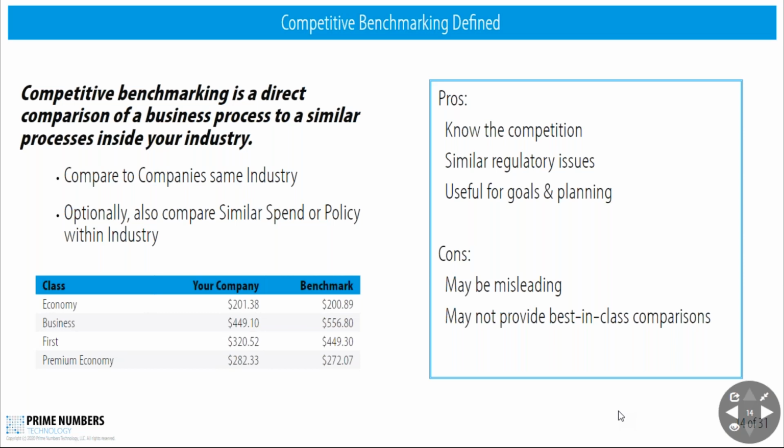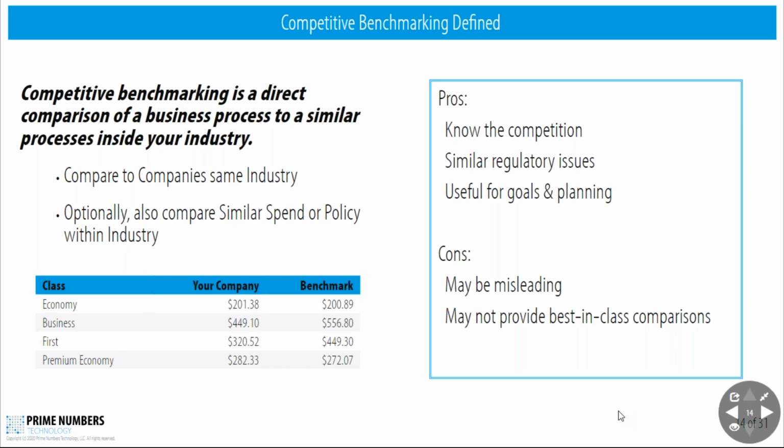apples to apples. Another pro is similar regulatory issues. So within the same industry, you may have the same regulations and restrictions on how you operate. It's very useful for goals and planning. So looking at the industry to set a generic goal and then refining it over time.